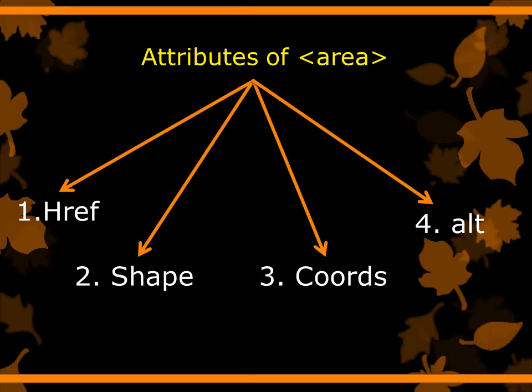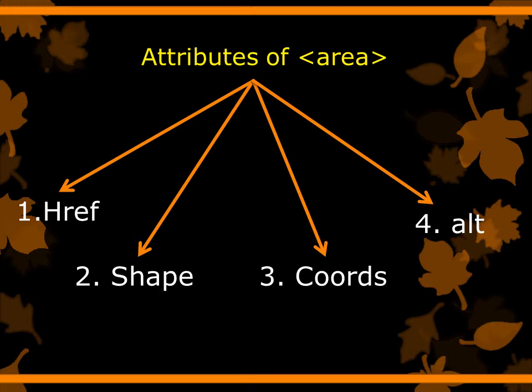Then next is the shape. We can mention a particular value, for example rectangle, circle, polygon. So we can specify the shape of that clickable region.